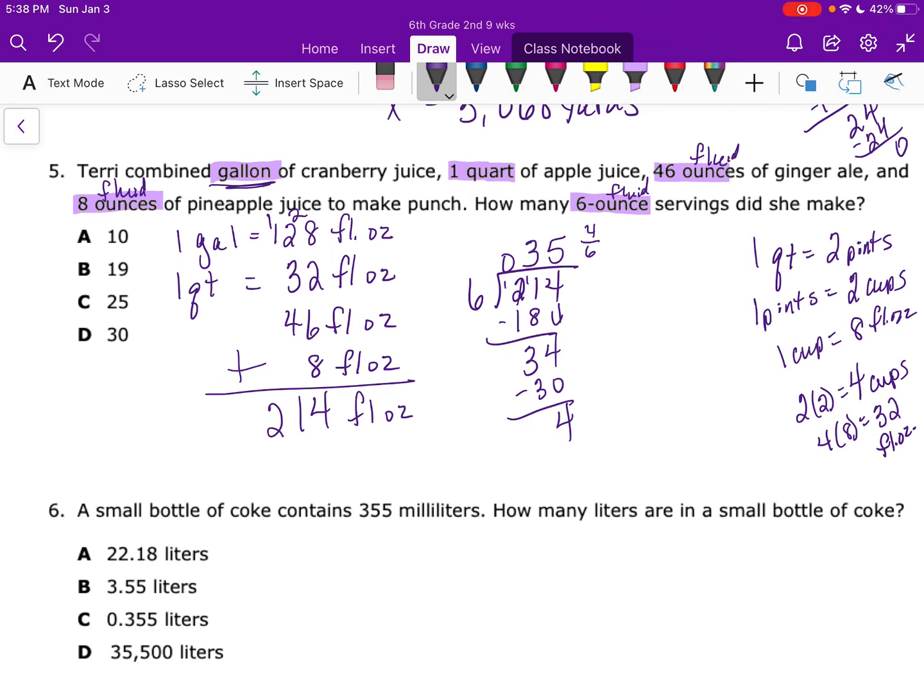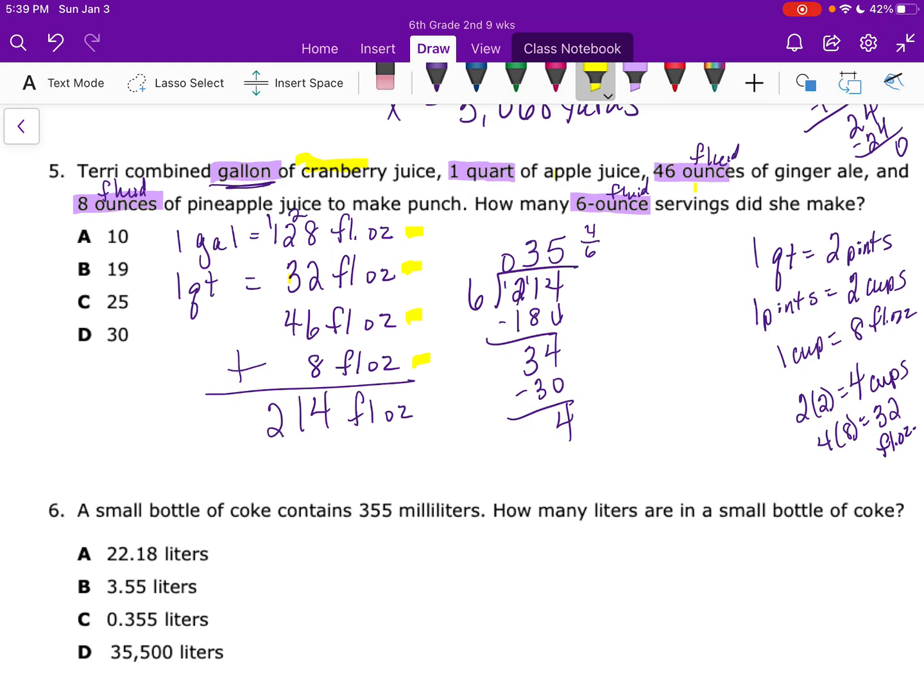So let's check the adding first. Let's check to make sure we have everything. First we had a gallon of cranberry juice. That's here. Then we had apple juice, that's here. Then we had ginger ale, and then we had pineapple juice. Okay, so let's make sure we added it right. 10, 16, 17, 18, 19, 20, 21, 22, 23, 24. That's 4, 5, 6, 7, 8, 9, 10, 11. Carry the 1, that's 2. Okay, so that's right. I definitely added that right.